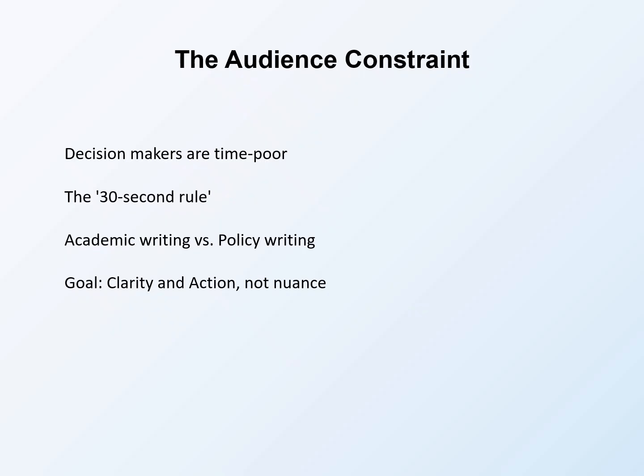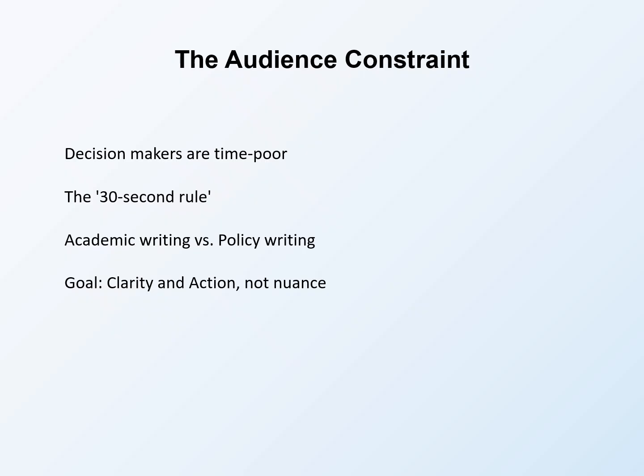The first rule of policy writing is to understand your audience. Decision makers, legislators, agency heads, CEOs are functionally illiterate due to time constraints. They do not read journals. They do not read footnotes. They scan. If you cannot capture their attention in the first 30 seconds, your idea is dead.